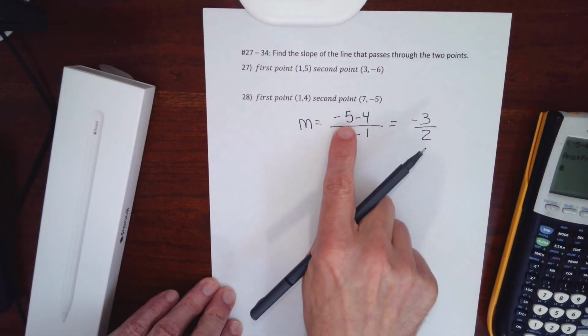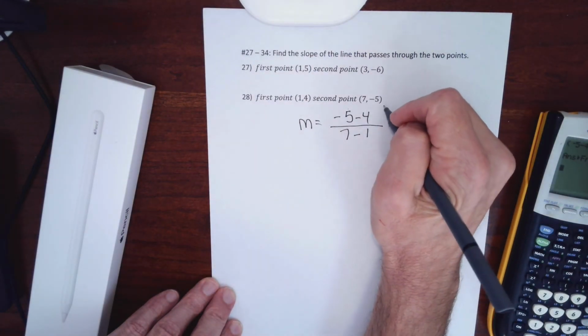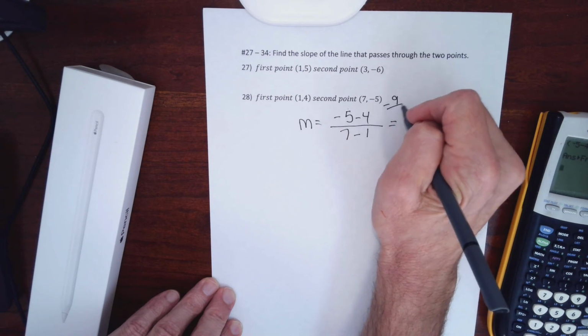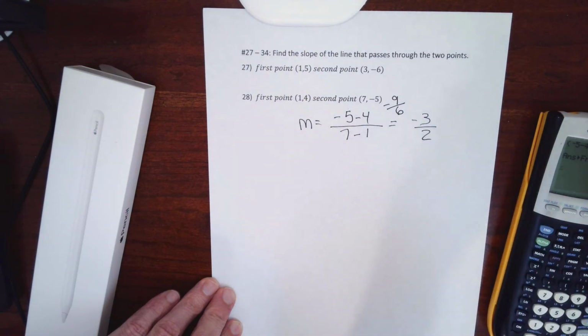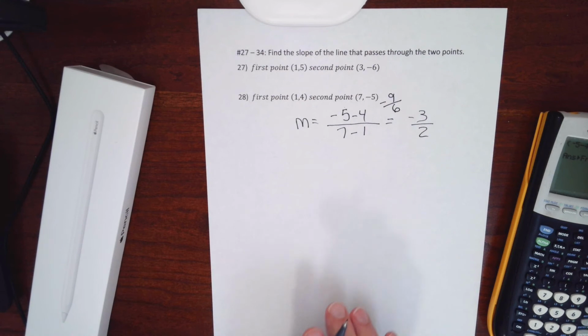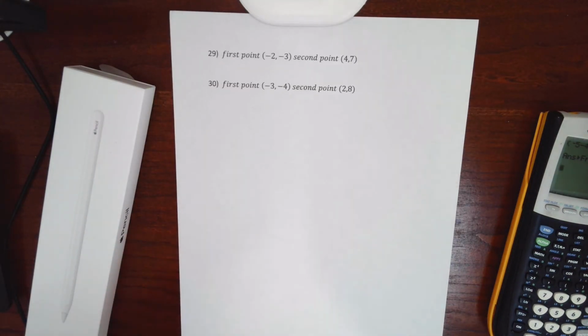If I did this by hand, the numerator would come out to -9, the denominator would come out to 6, and then I would reduce by 3. I have no issues with you using calculators if you're not really that comfortable with fractions and signed numbers.